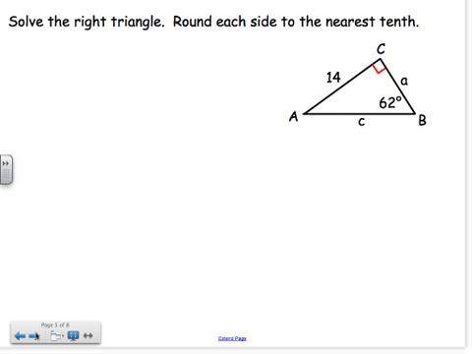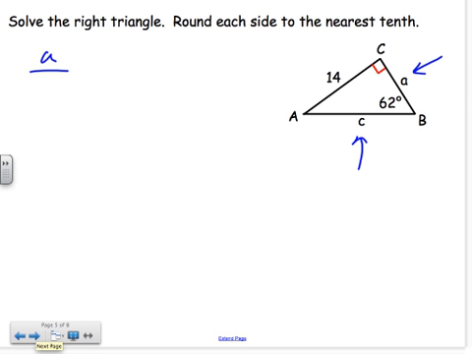Now let's actually use this to solve for a side in our right triangle. Okay, normally when I have a right triangle, I'm given two sides, and I use the Pythagorean theorem. But here, I don't know what C or A is. But I know what one of the angle measures is. I know angle B is 62 degrees. So I can find what each of these are.